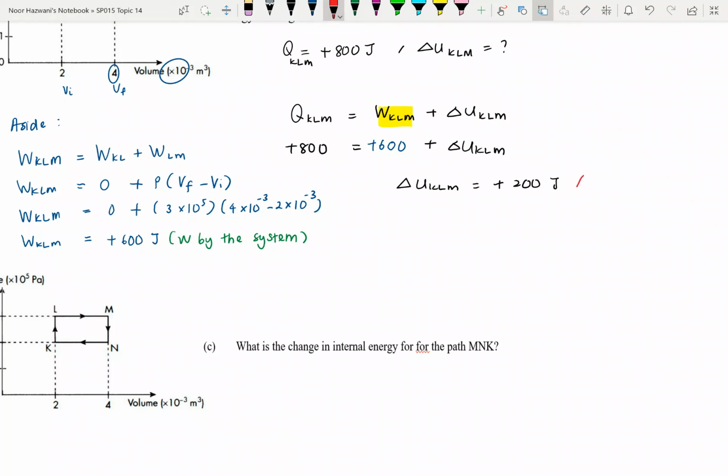So what does it mean? If we get a positive delta U, it means an increase in internal energy. Okay. So we are done with part B.